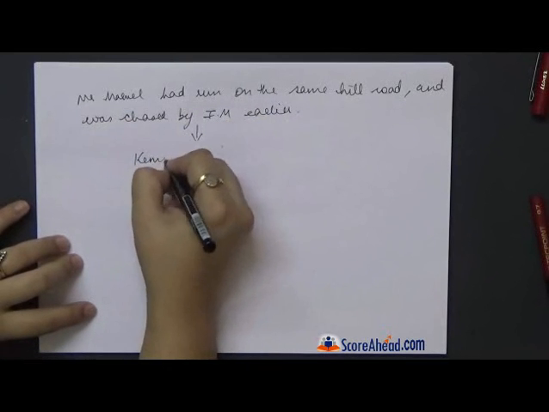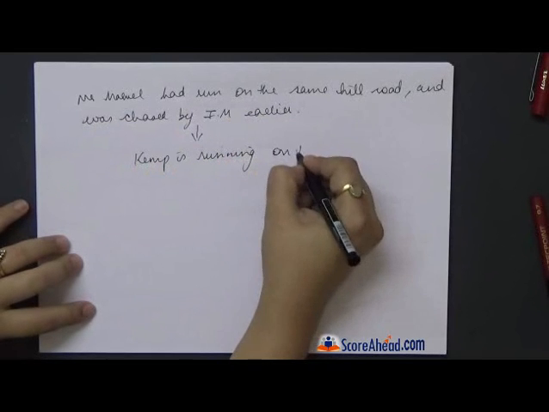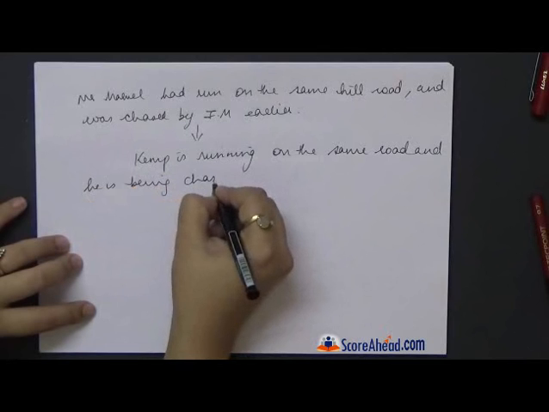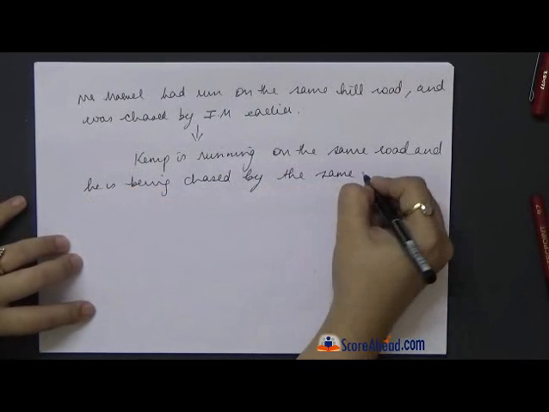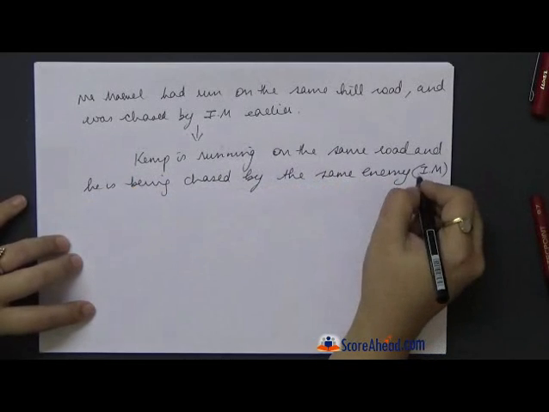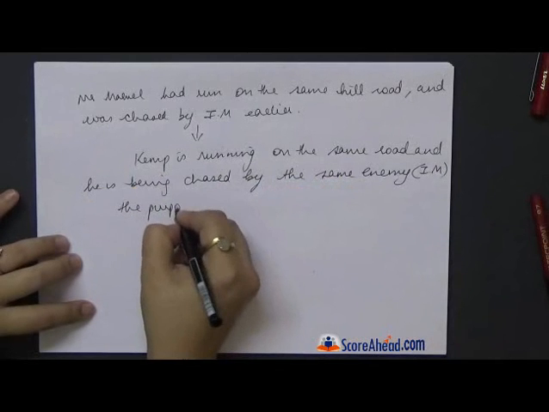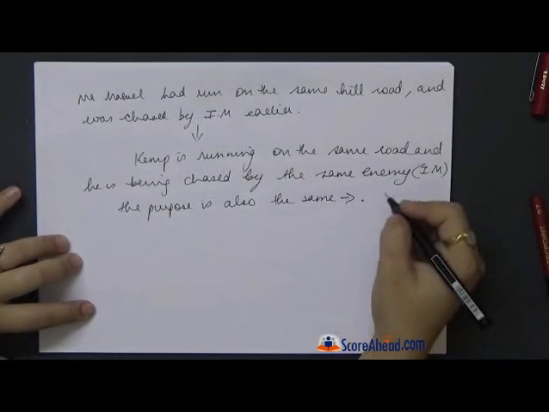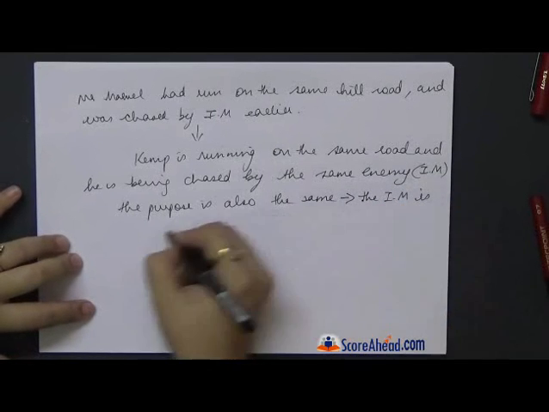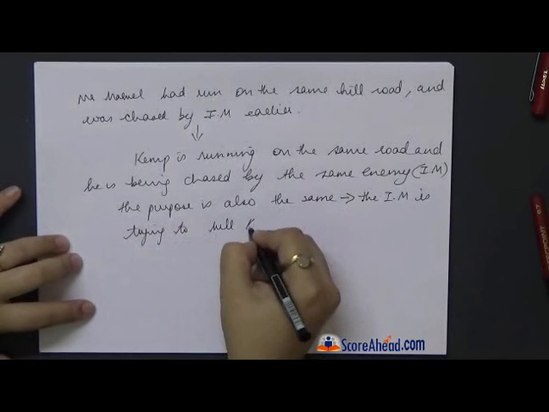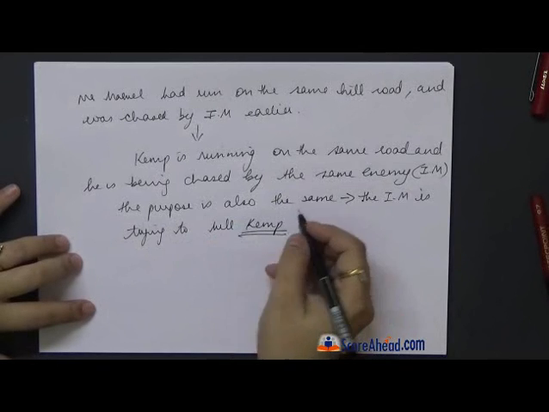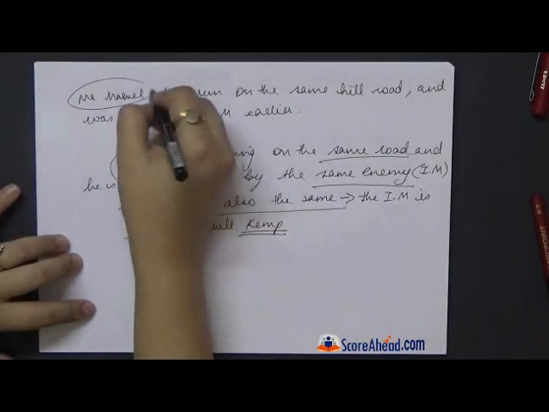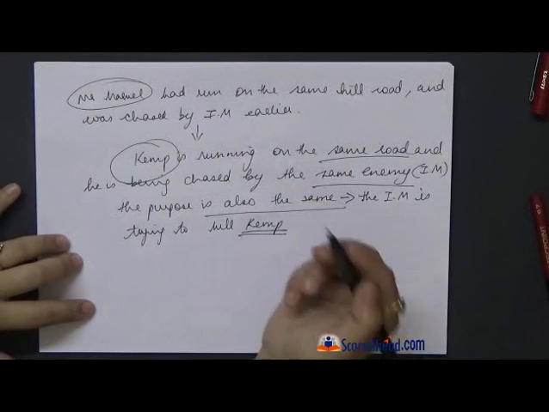And now we find that Kemp is running on the same road and he is being chased by the same enemy. It is the same enemy, the same invisible man who is chasing him, and the purpose is also the same. At that time, the invisible man had tried to kill Marvel, and now the invisible man is trying to kill Kemp. So the purpose remains the same. The purpose is that of the murder. The road is the same. The enemy is the same. And the purpose is the same. The victim changes. Earlier it was Mr. Marvel, and now it is Dr. Kemp who is running on the same hill road.